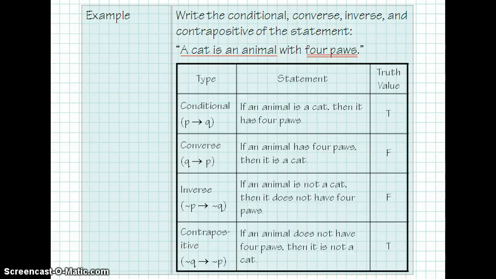Then the inverse: we're going to take our P and our Q and negate them. So: if an animal is not a cat, then it does not have 4 paws. Again, a dog is a perfect counterexample. It is not a cat, but it does have 4 paws. So that would also be false. And then the contrapositive, we're going to flip and negate. So: if an animal does not have 4 paws, then it is not a cat. Again, we're talking about the biological definition of a cat, so that would be a true statement.